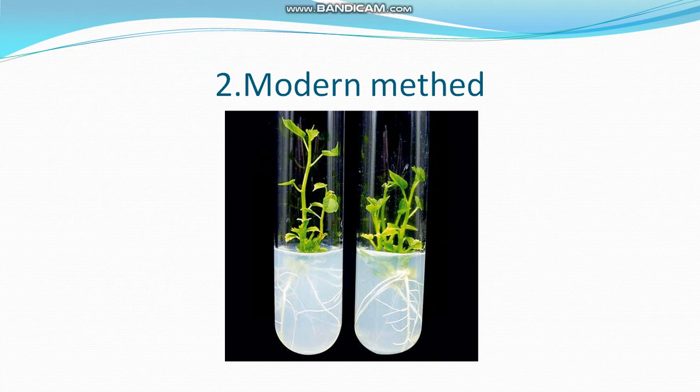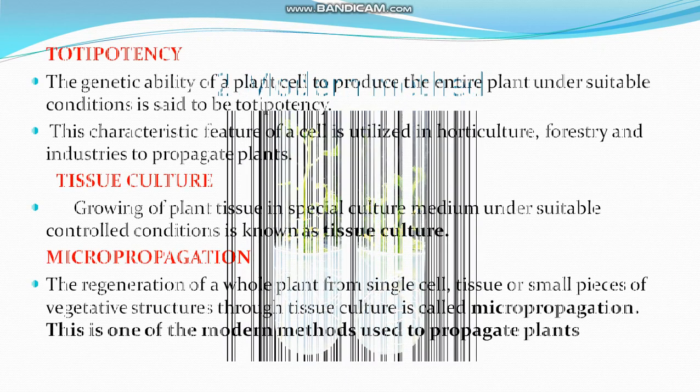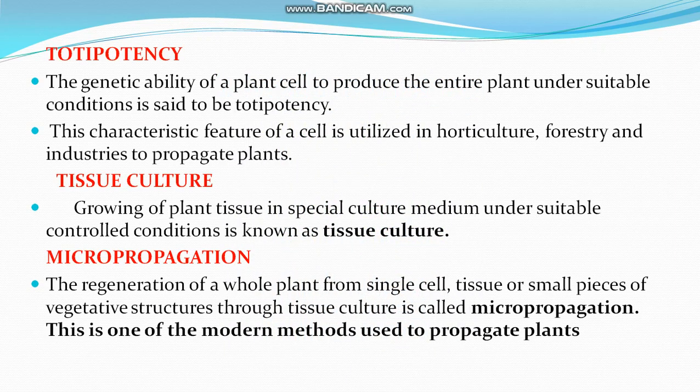The second method is called the modern method. The modern method involves tissue culture, micropropagation and totipotency. Totipotency: the genetic ability of a plant cell to produce an entire plant under suitable conditions is said to be totipotency. This characteristic feature of the cell is utilized in horticulture, forestry and industry to propagate plants.